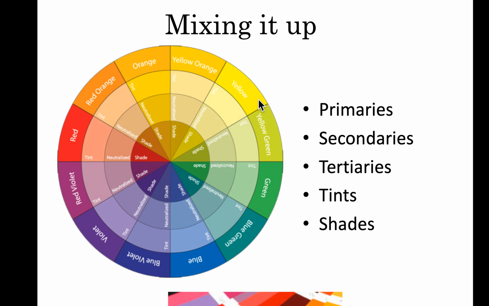So we now have a 12-point color wheel, which includes 3 primaries, 3 secondaries, 6 tertiaries, tints adding white or removing color in the digital space, and shades by adding black.